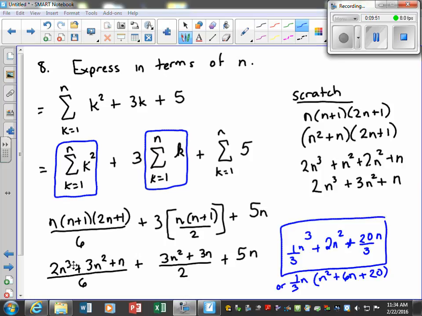Okay, on that next step, just add like terms. The n cubed term just simplifies to 1/3. You're going to add like terms with the n squared term here and n squared term here, which would simplify to this. Then we have 1/6 n plus 3 halves n plus 5n, which would simplify to this. Also, if they took it one step further and factored out a 1/3 n, this would be the form.